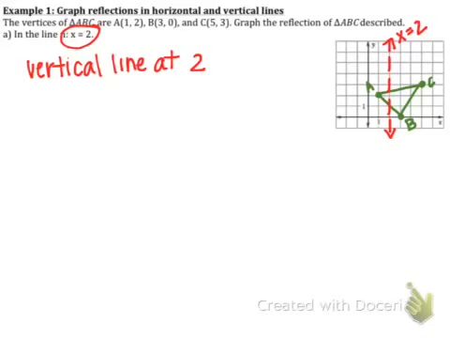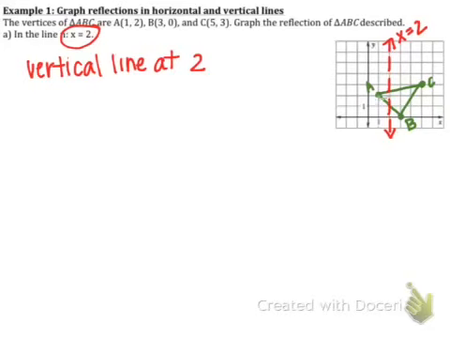So now, what do we do next? We are going to reflect each point of this triangle over this line. I am going to start by reflecting point A. So how do I reflect point A? I'm going to count the spaces that it is away from my line of reflection. This is my line of reflection, okay?